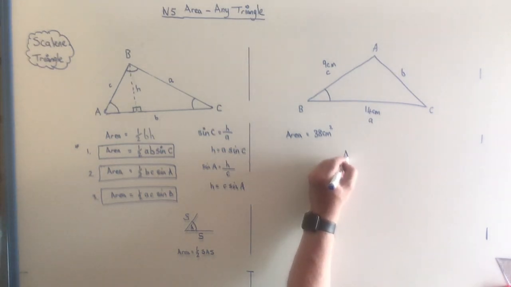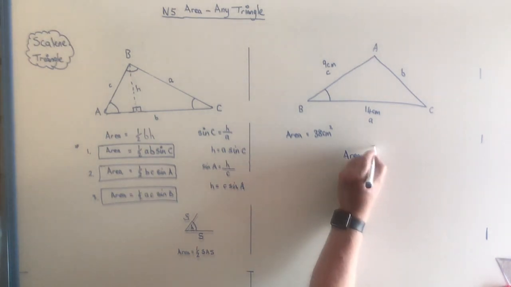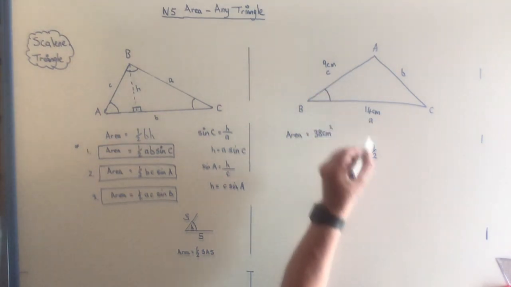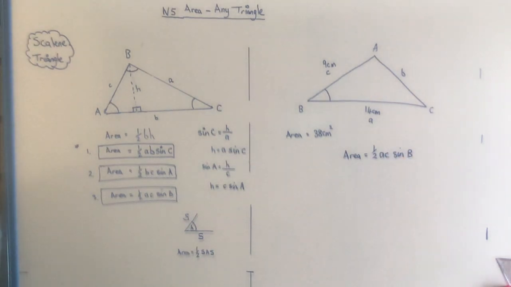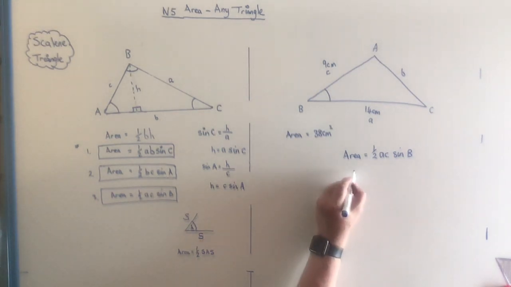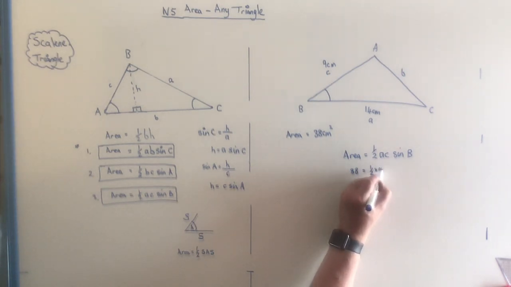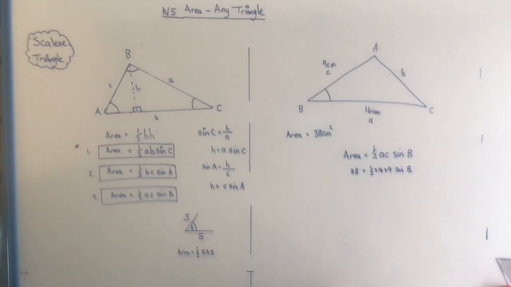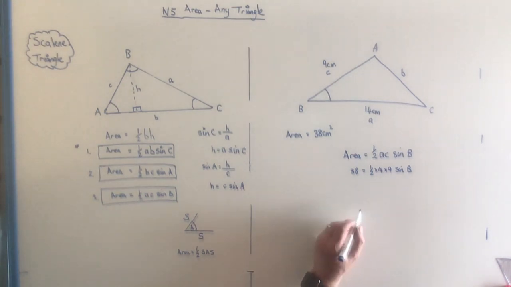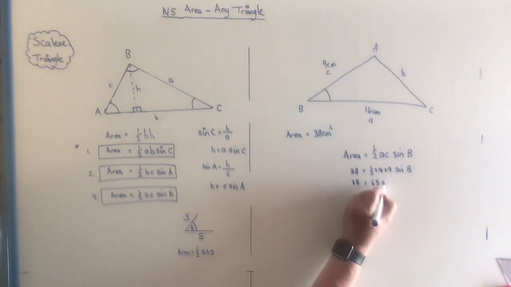So let's see what we do. Well, the area is equal to, well, it's going to be a half. 2 letters here, SAS, that's AC sine B. We're asked to find the angle at B. So the area was 38 and it's a half times 14 times 9 sine B. So half of 14 is 7, 7 nines are 63. So we've got 38 is equal to 63 sine B.